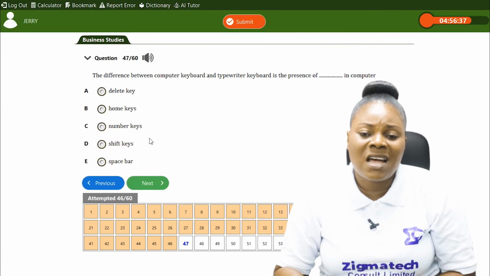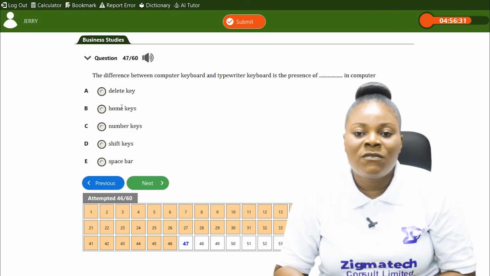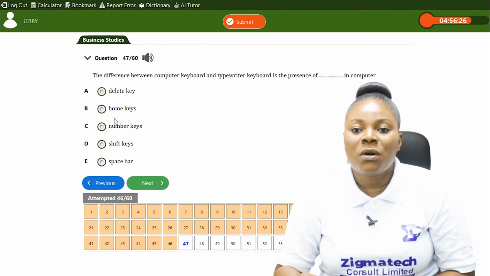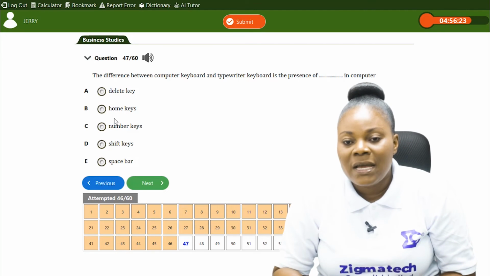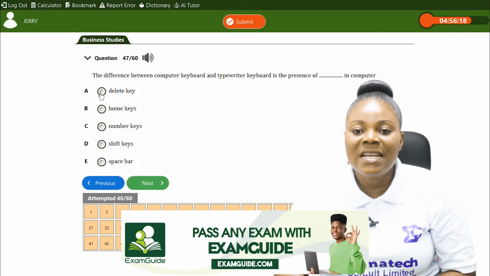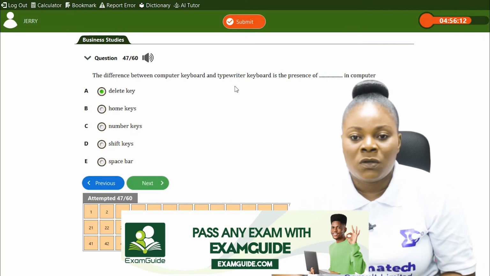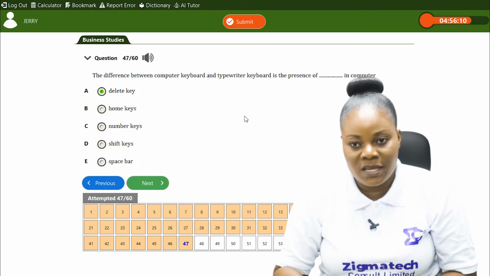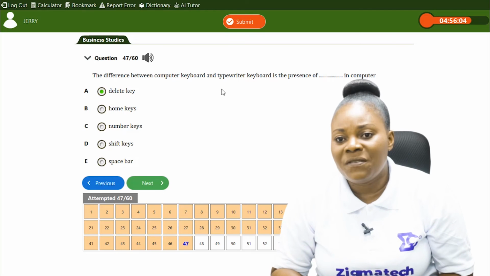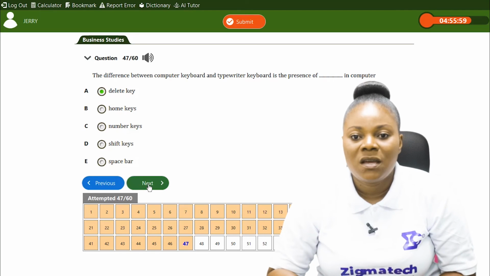You have your number keys, that's your number 0 to 9, on both the computer keyboard and the typewriter. You also have your home keys, that is your ASDF, column LKJ keys, on both the computer keyboard and the typewriter. But on the computer keyboard, you have the delete key, but you don't have a delete key on the typewriter keyboard. So the answer is option A, delete key. A delete key can only be found on the computer keyboard, but cannot be found on the typewriter keyboard. So the correct answer is option A, delete key.